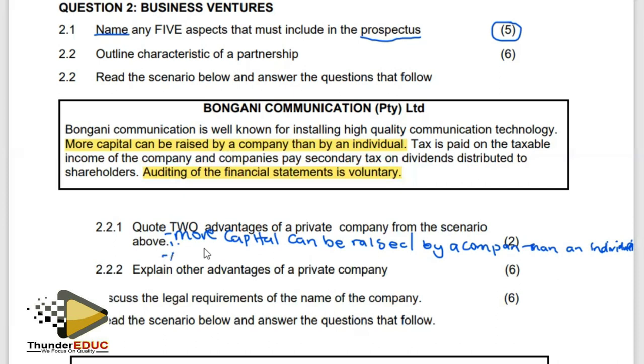And another point is that auditing of financial statements is voluntary. It is not by force making private companies voluntary. It is by law in public companies to carry out financial auditing, and that makes it very expensive. You see, that is what you would have gotten these 2 marks.